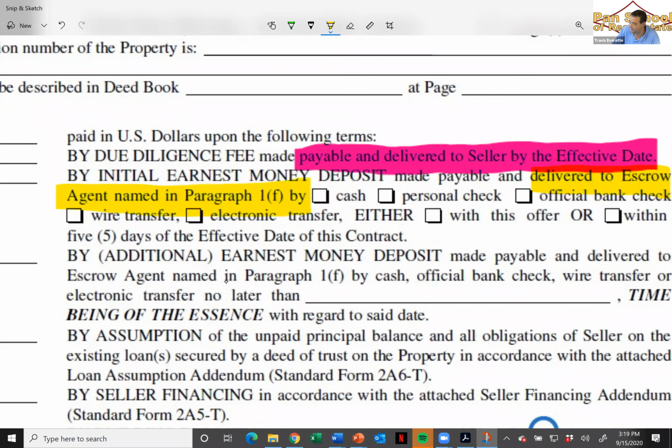And then it says either, and you have options to check here. Most of us check this box that says within 5 days of the effective date. So it actually has the deadlines for when the money has to be turned in built into the contract. We generally don't want to wait to collect the money till down the road because people might be more reluctant to pay it. You know what I'm saying?